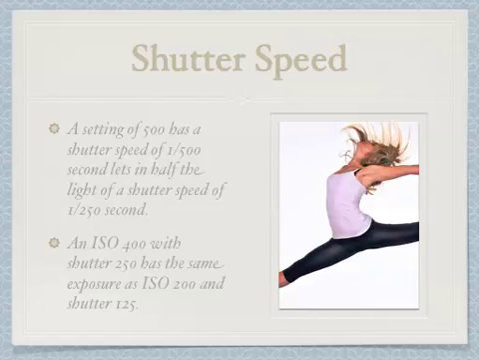Now, ISO. An ISO 400 with the camera and with a shutter of 250, for example, has the same exposure, lets in the same amount of light, given that the aperture is the same in both cases. ISO 400 with a shutter of 250 has the same exposure as ISO 200 and a shutter of 125, for instance.